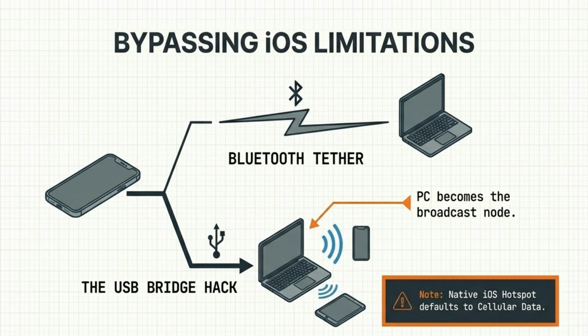Bypassing iOS limitations is necessary, as native iOS hotspot defaults to cellular data. Options include using Bluetooth tethering or a USB bridge hack, where the PC becomes the broadcast node.